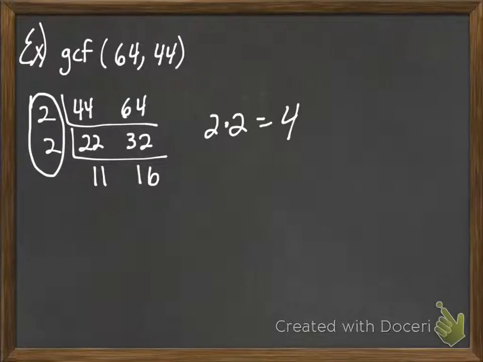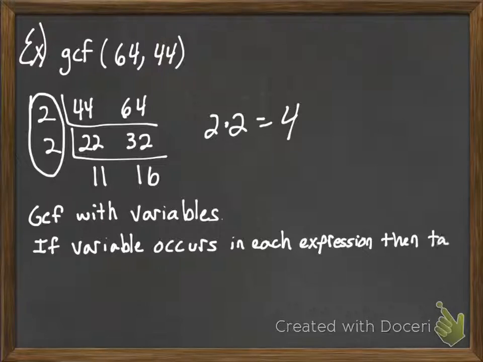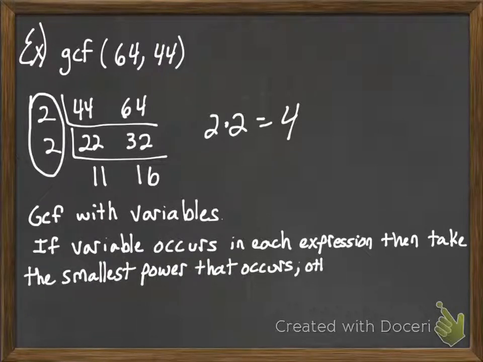Now, to find the GCF for variables, it's actually quite a bit easier. To see how GCF with variables works, we give the following condition. If the variable occurs in each expression, then we take the smallest power that occurs. Otherwise, we leave it out.